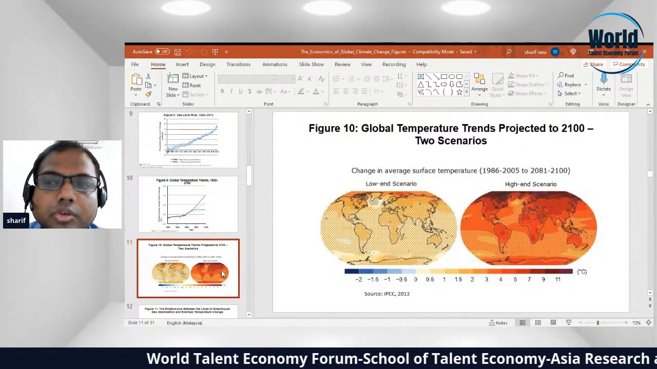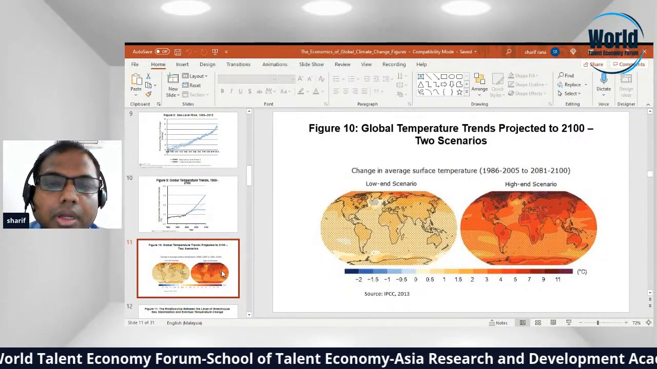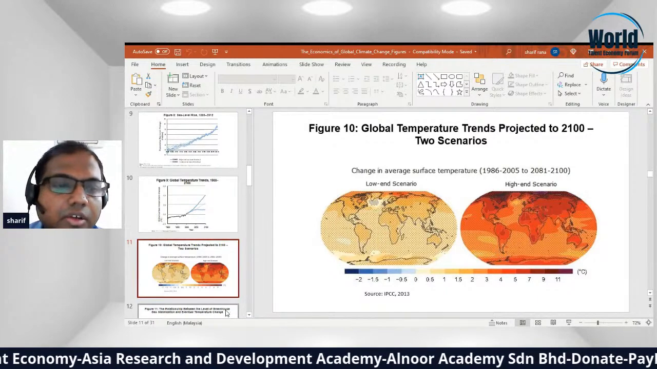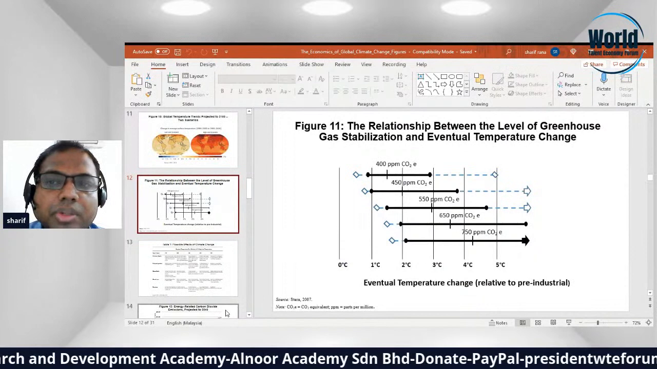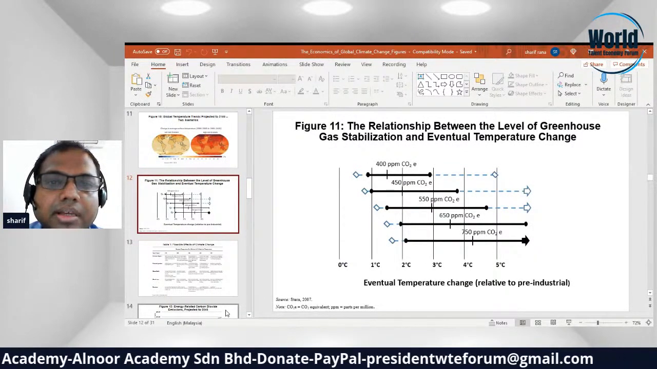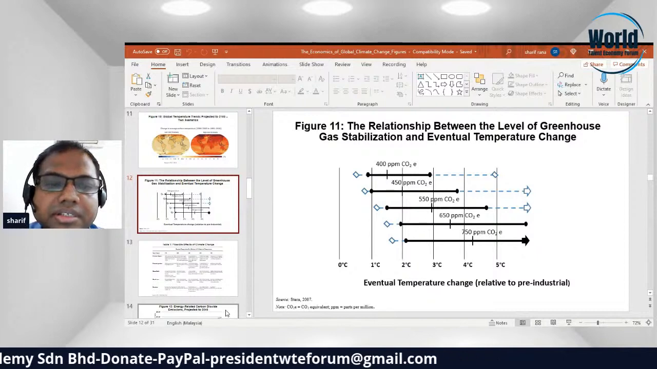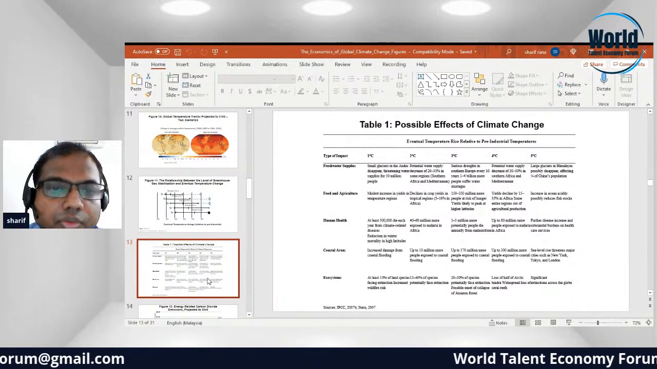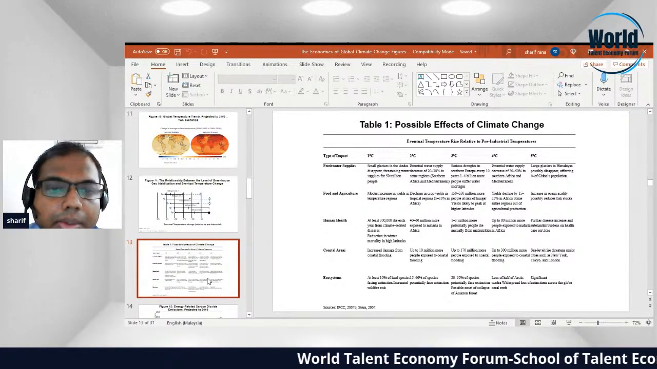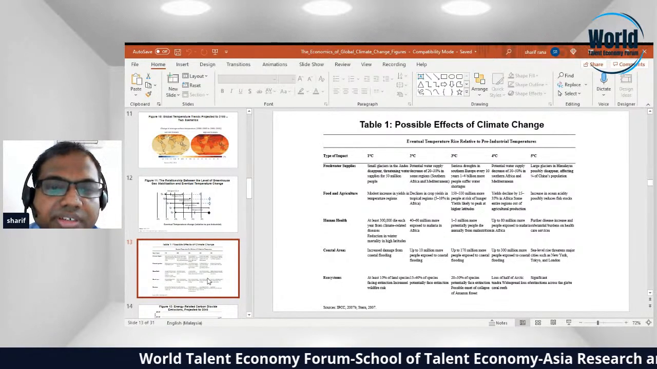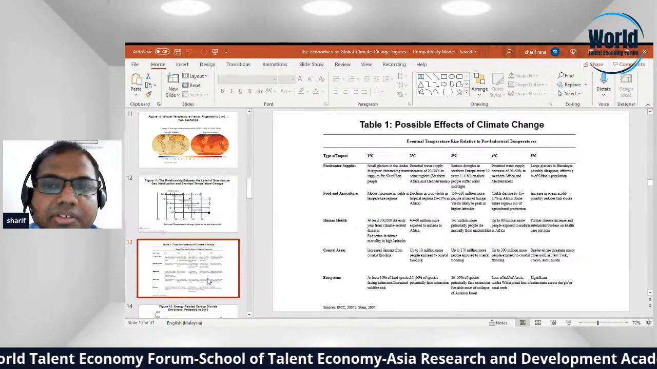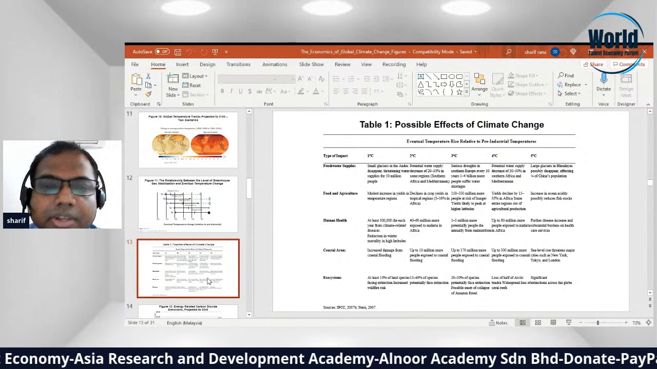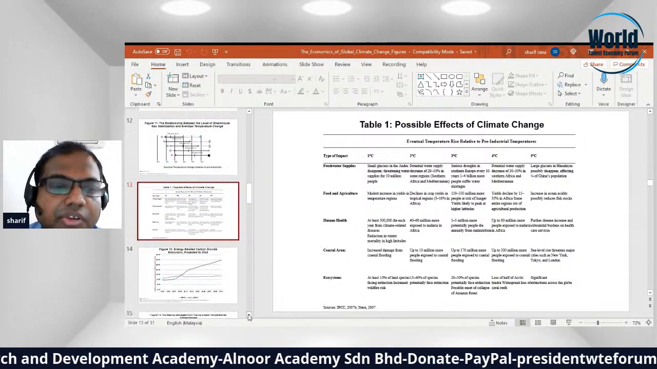Global temperature trend projected to 2100 scenario. Change in average surface temperatures, low end scenario and high end scenario. The relationship between the level of greenhouse gas stabilization and eventual temperature changes. Effect on the climate change: fresh water supply, food and agriculture, human health, coastal area ecosystems. One degree temperature rise relative to the pre-industrial temperatures. So these are the areas up to 5 degrees Celsius. This temperature is increasing.